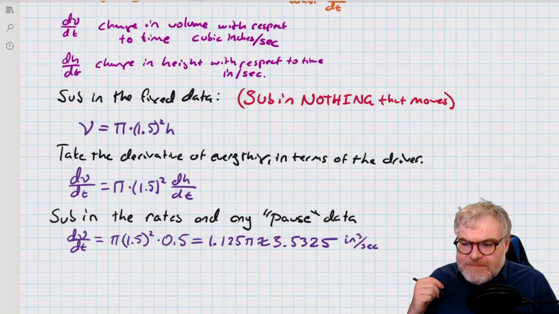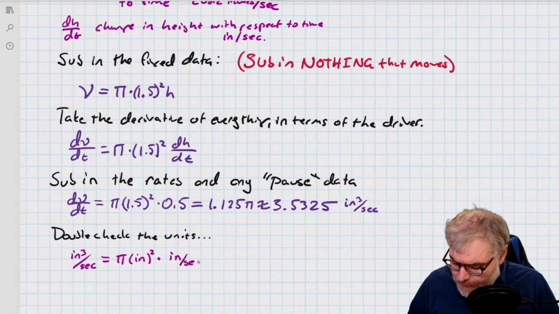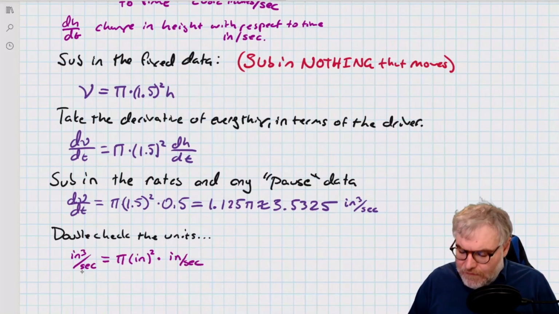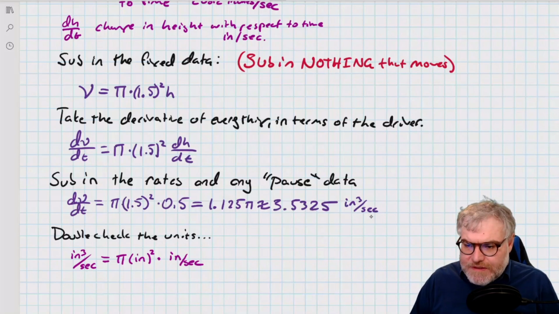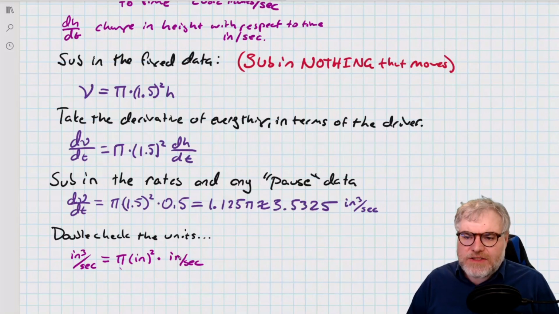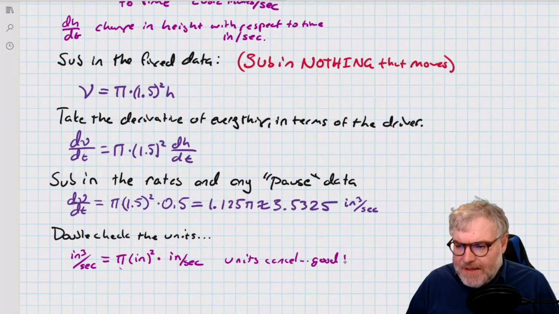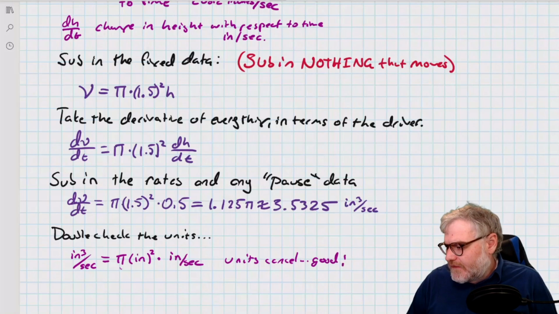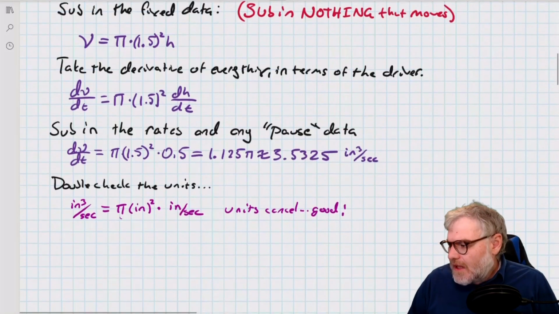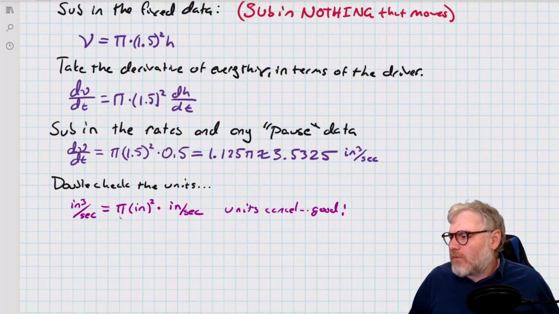Now I'm going to double check my units. So my units on dV over dt, I said were inches cubed per second. My pi here is just a constant. My radius is in inches, but it's squared. And then my height was in inches per second. So the units all cancel, and I am good. So I just want to check my units. All right. Then what I want to do is write my final answer.